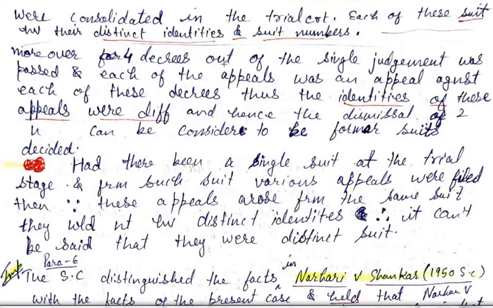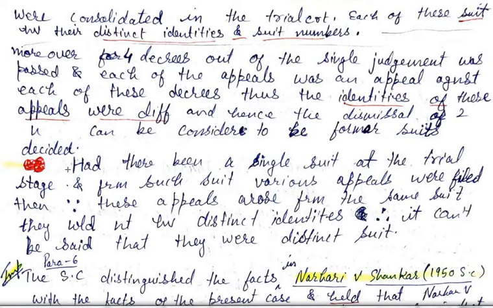Moreover, 4 decrees out of the single judgment was passed, and each of the appeals was an appeal against each of these decrees. Thus, the identities of these appeals were different, and hence the dismissal of two appeals can be considered to be former suits decided.